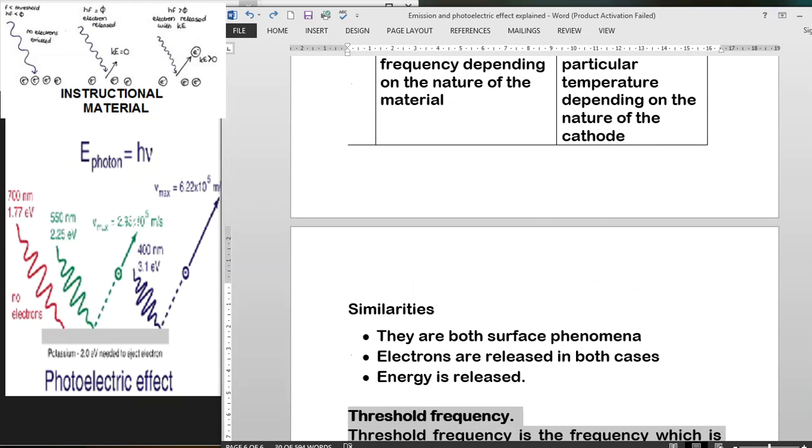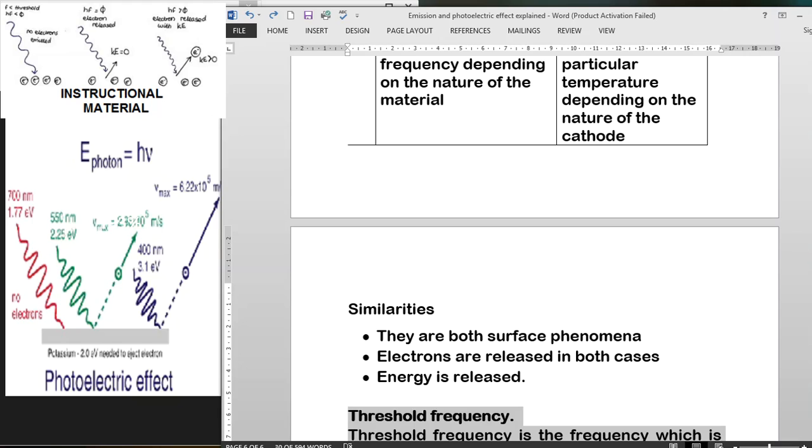Now we want to look at the similarities between both of them. They are both surface phenomena; they both happen at the surface. Another similarity is that electrons are released in both cases. Another similarity is that energy is released in the case of photoelectric emission and thermionic emission.